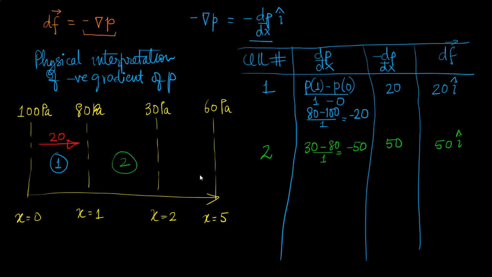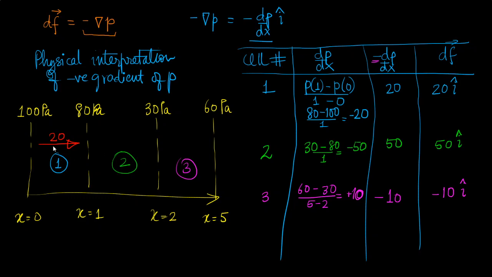What about cell number 3? In cell number 3, it will be P at 5, which is 60, minus P at 2, which is 30, divided by 5 minus 2. Oh, sorry, 60 minus 30 will be 30, divided by 5 minus 2, which is 3, and this will be plus 10. But the negative pressure gradient will be minus 10. I just multiply this by a minus sign. And so the force will be minus 10I.